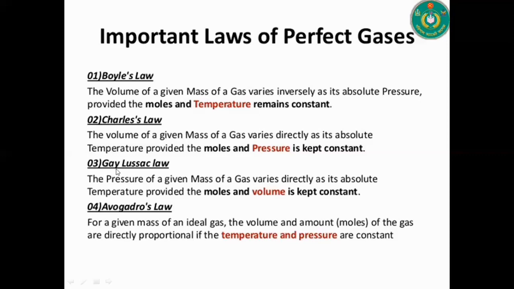Gay-Lussac's law states that at constant volume, the pressure of a given mass of a gas is directly proportional to absolute temperature. That is, P is proportional to T. And Avogadro's law: where the temperature and pressure are constant, the volume is directly proportional to the number of moles.